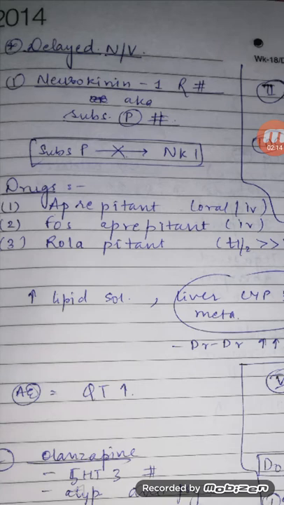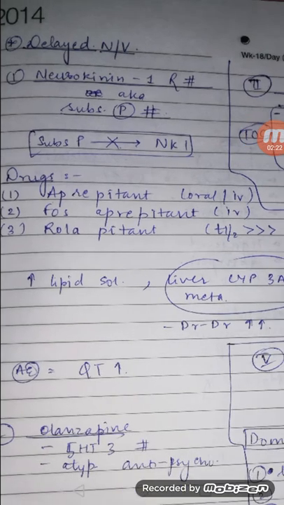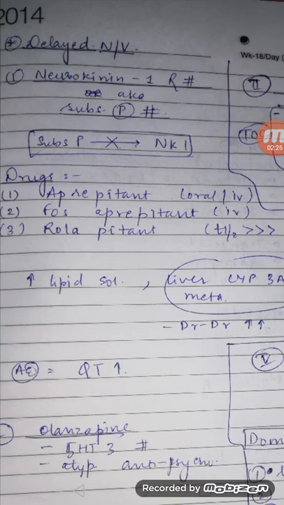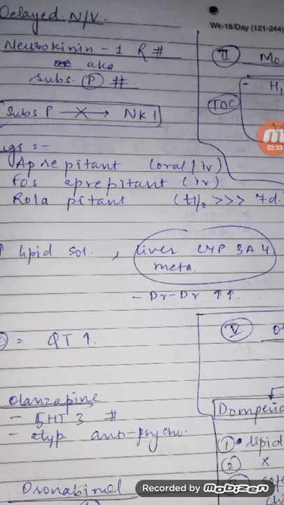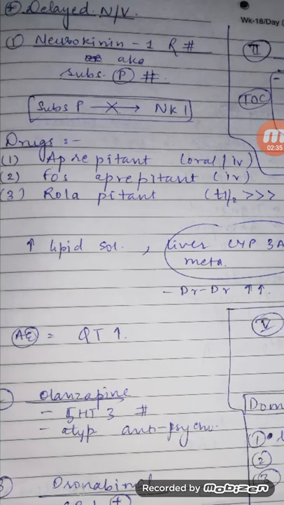They are also called substance P inhibitors. They actually inhibit substance P, and substance P activates neurokinin. So if substance P is inhibited, obviously neurokinin 1 will also be inhibited. So these drugs are aprepitant, fosaprepitant, and rolapitant. Out of these, aprepitant can be given by both oral and IV. Fosaprepitant is only given by IV route, and rolapitant has a long half-life, more than a week, more than 7 days.